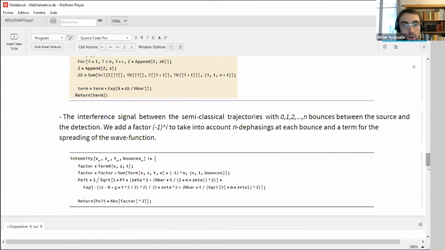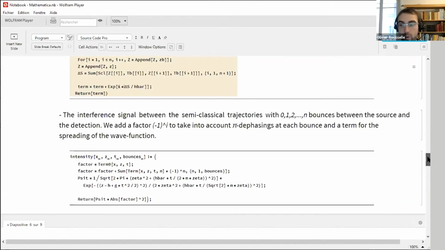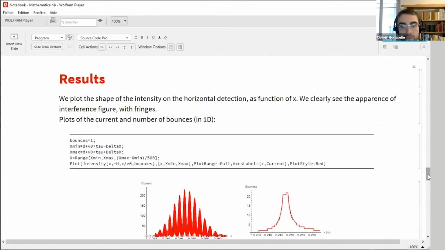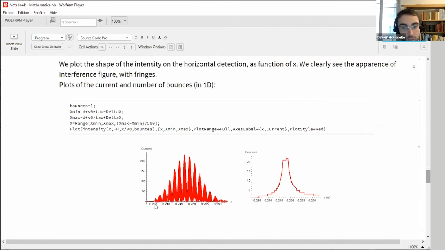Now, this is all the equations we implemented in Mathematica, and I can show you the results. We plotted the intensity on the detection plate. Here is the curve obtained, the intensity on the detection plate, where the abscissa here is X.